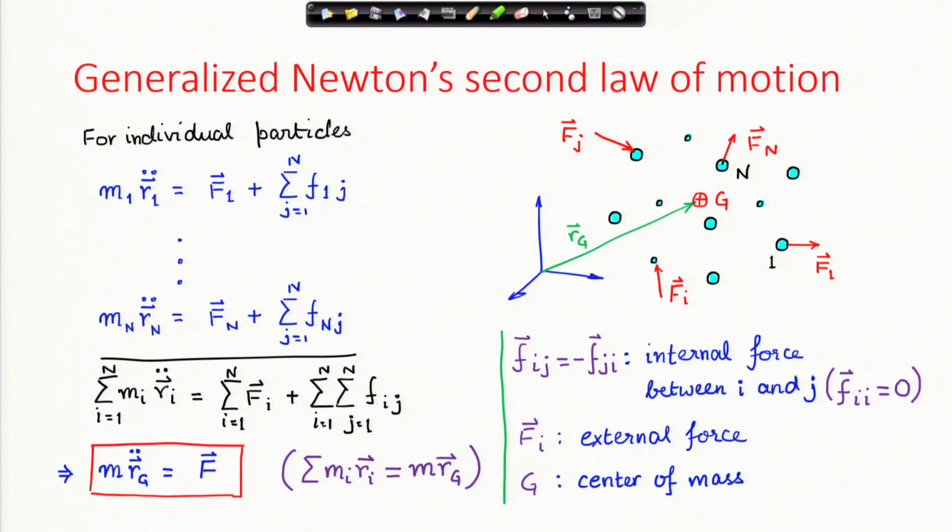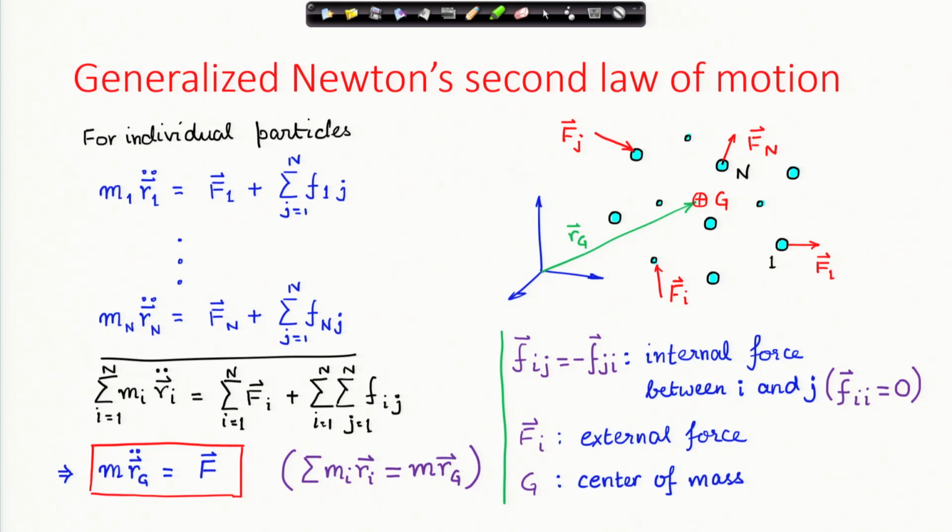When you have a system of particles, this generalized Newton's second law tells us that the total mass of the system times the acceleration of the center of mass must be equal to the summation of all the forces acting on the system.